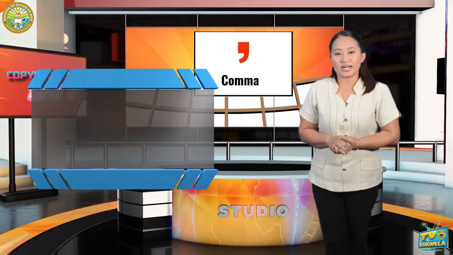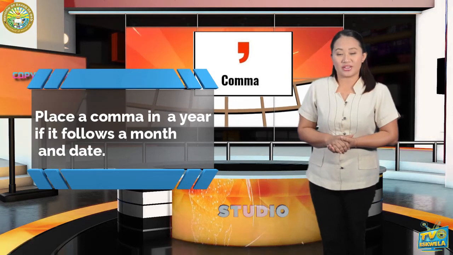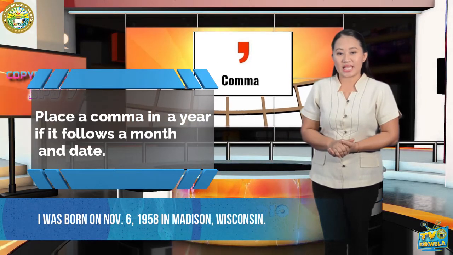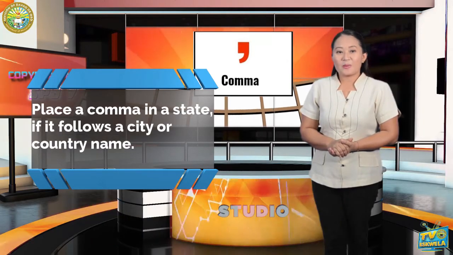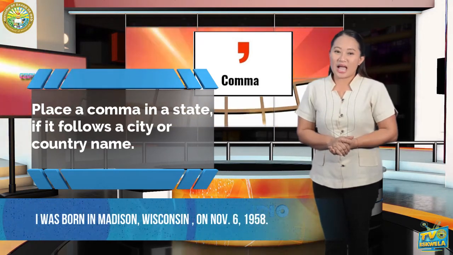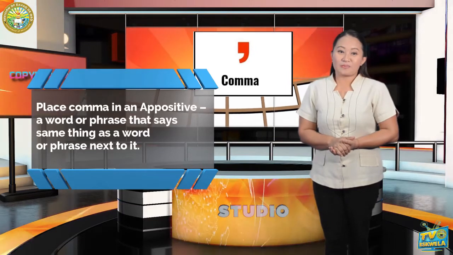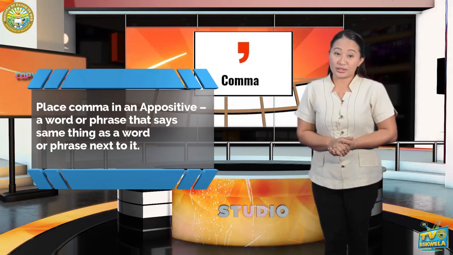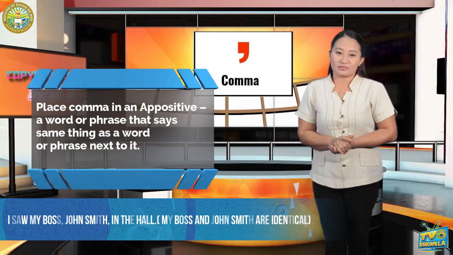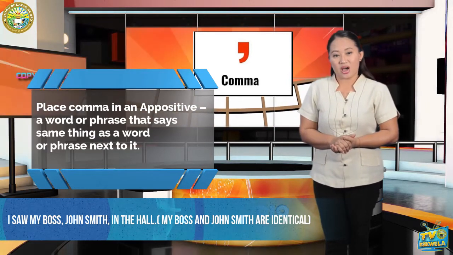Place a comma before and after the following. Place a comma in a year if it follows a month and a date. Example: I was born on November 6, 1958, in Madison, Wisconsin. Place a comma in a state if it follows a city or a country name. Example: I was born in Madison, Wisconsin, on November 6, 1958. Place a comma in an appositive, a word or phrase that says the same thing as a word or phrase next to it. Example: I saw my boss, John Smith, in the hall. My boss and John Smith are identical.